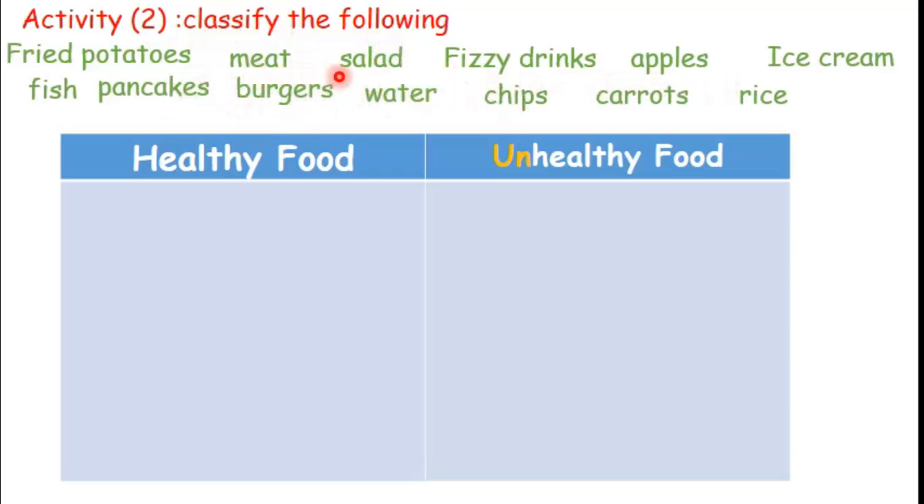Some of them are healthy and some of them are unhealthy. Which ones are healthy food and which ones are unhealthy food? Look here, we have fried potatoes, meat, salad, fizzy drinks, apples, ice cream, fish, pancakes, burgers, water, chips, carrots, rice. Let's start with the first one, which is fried potatoes. What do you think of fried potatoes?